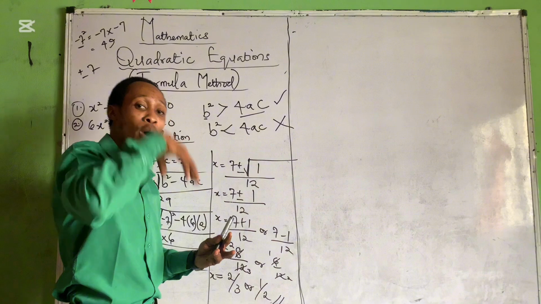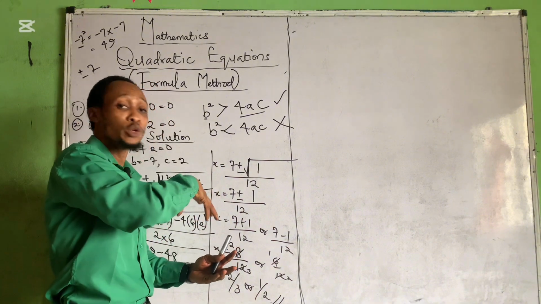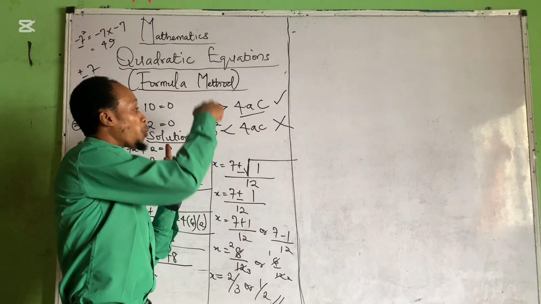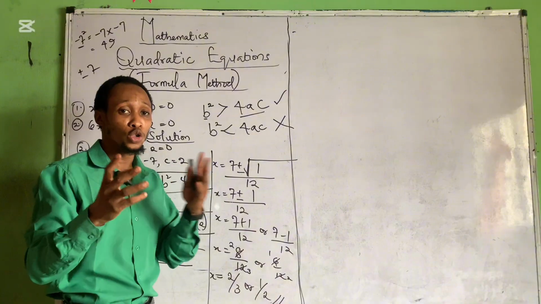And there are some questions that cannot be factorized. That's when you will now use your quadratic formula method. But anything that the quadratic formula method can solve, the completing the square method can also solve.